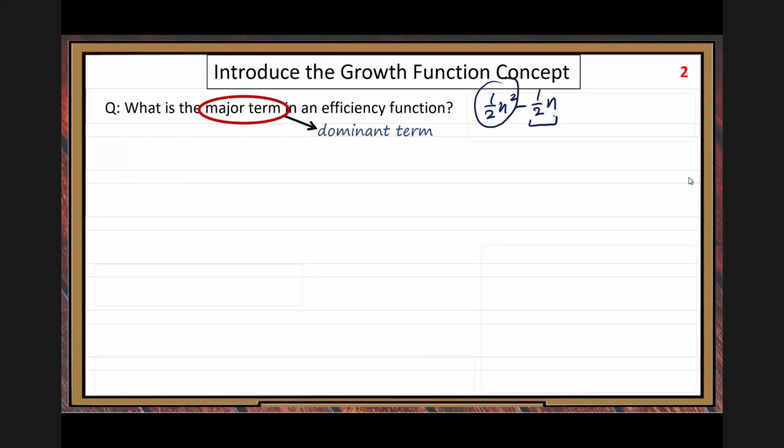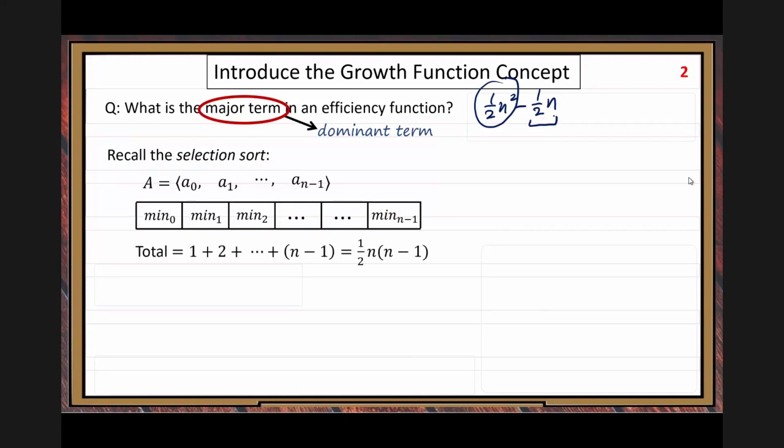So let's try to understand that part. In the selection sort, we have that expression. We have these two terms. The first term, that's the dominant term. This whole term we call the dominant term. And this term dominates the second term.